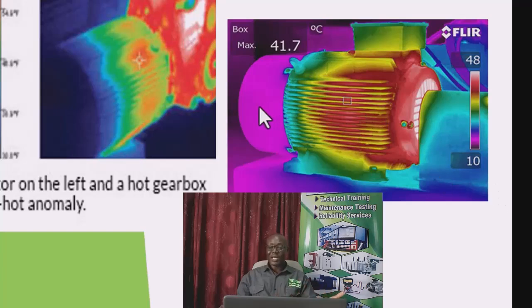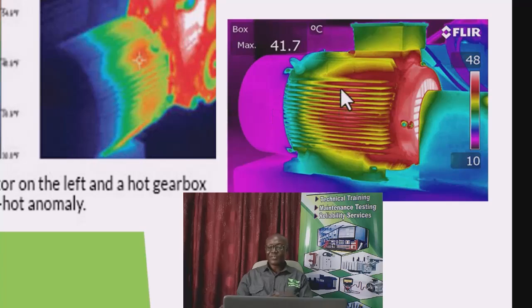So remember, as we saw earlier, at the non-drive end, we have a fan that is covered by this shroud or cover, the fan cover. You can see the cooling effect of the fan. If the fan is not working and the motor is on, this cooling effect will not be there. You will not see this gradient from cool to high. Everything will be at the same temperature. That will tell you that your fan has failed.